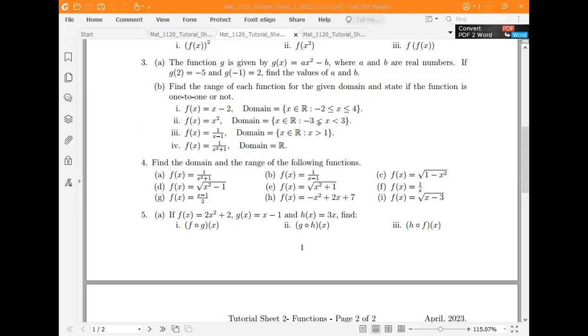Okay, thank you. So g of 2 is a times 2 squared minus b. Now we are told that it is negative 5. So you have 4a minus b equals negative 5. You are also given g of negative 1, which is a times negative 1 squared minus b. That is 2 is equal to a minus b. So you solve this and this one simultaneously using any method that you know, substitution or elimination. Both of them.